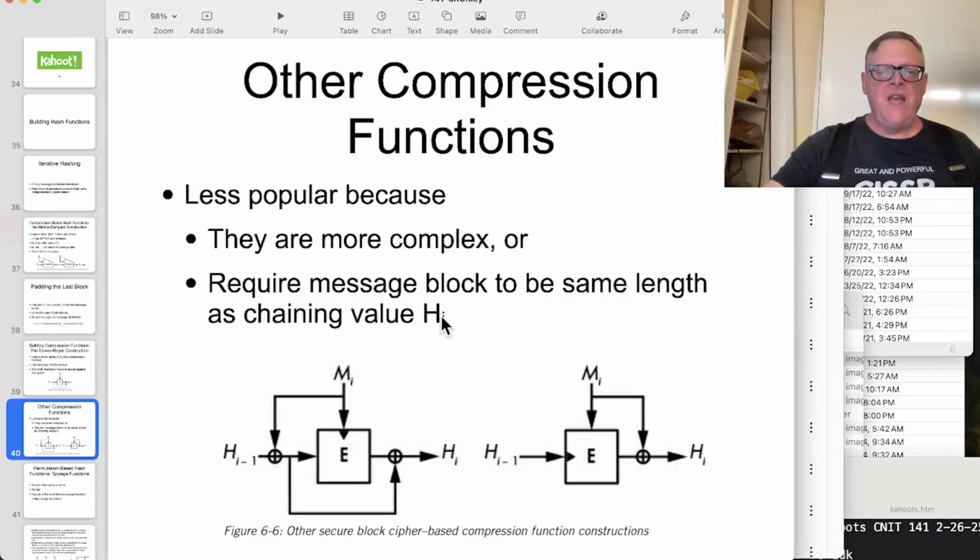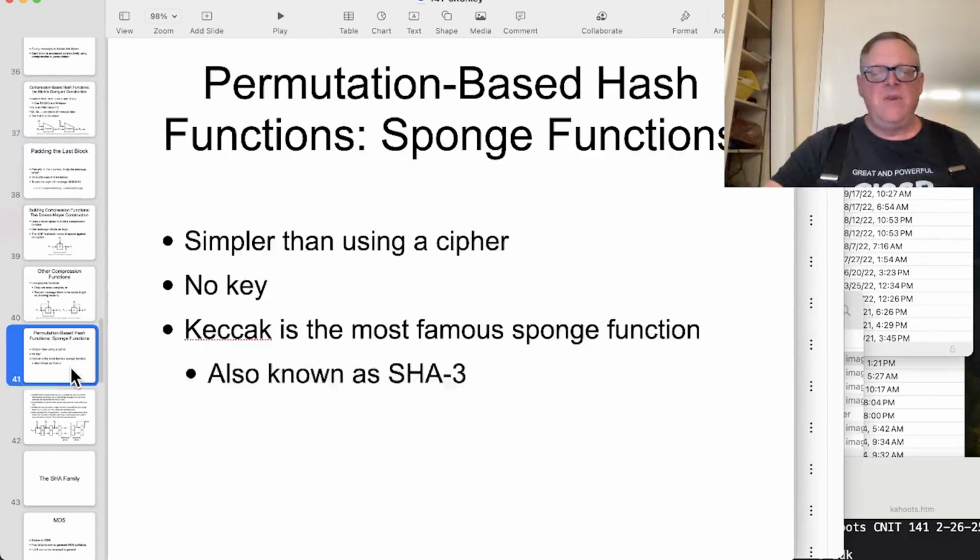There's other compression functions out there that have various limitations. They're more complex than using an encryption function, or they require the message block to be the same length as the chaining value, which is fine. It doesn't really matter which one to use. But that's the old-fashioned technique used by most hash functions that we're using.